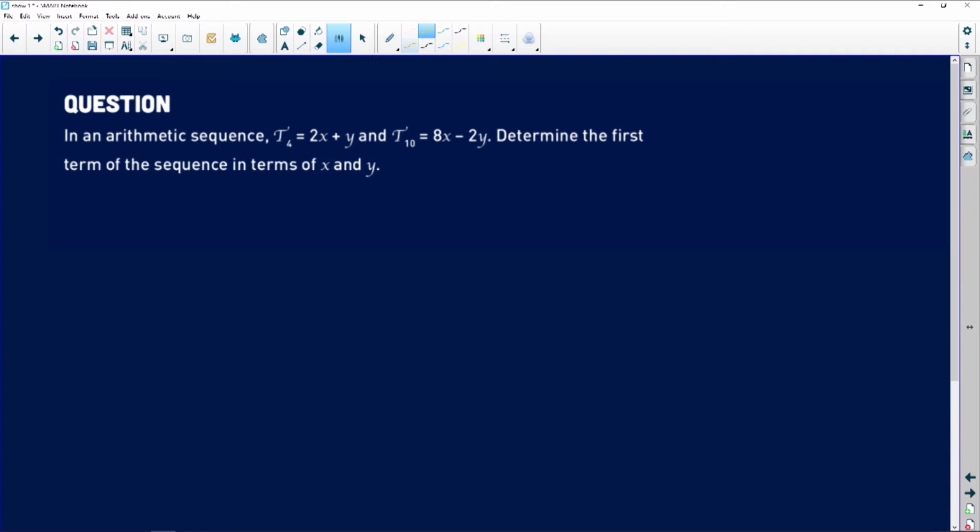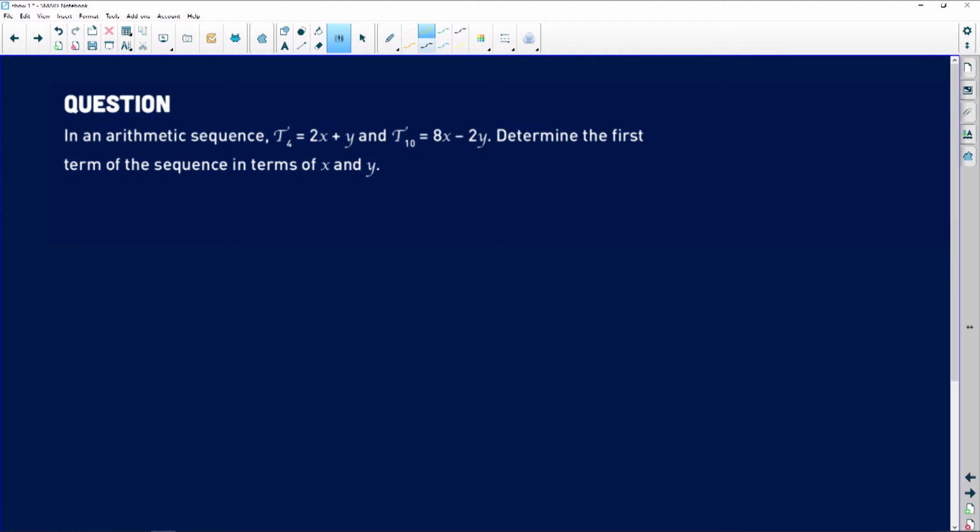So this question says, in an arithmetic sequence, term 4 is 2x plus y and term 10 is 8x minus 2y. It says to us that we need to determine the first term of the sequence in terms of x and y. So very simple, not at all complicated. We just want a. That's what the question is asking. If you know the general term formula, you know that a represents the first term, right?